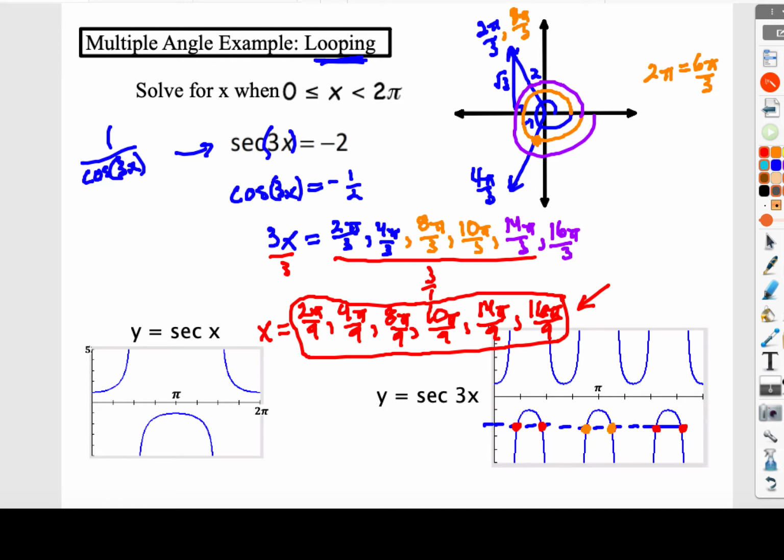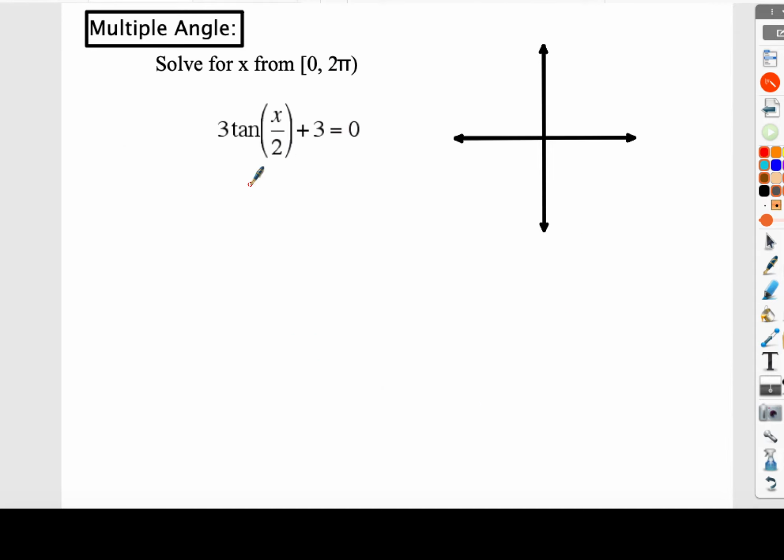Let's take a look at one more looping problem just so we can see how this works one more time. So I'm going to go ahead and click over to a new example here. Now notice this time it's x over 2. It's not times 2. Well, if we divide by 2, remember that's like stretching horizontally. So it's actually stretching the period of the tangent. So instead of the tangent having a period of pi, we're going to stretch it by 2.